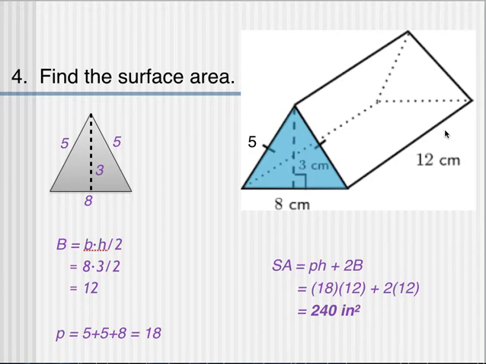But because this prism is on its side, the 12 is the height. It's the one number you haven't used yet. You could think of the height as really just the distance between the two bases. And so perimeter times height plus 2 triangle bases, 240 square inches.